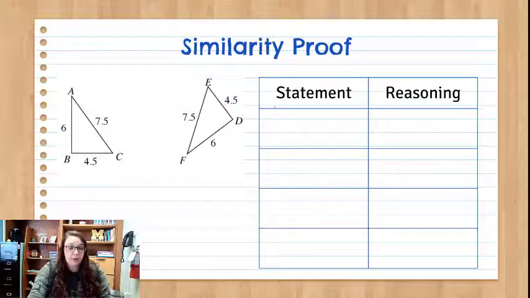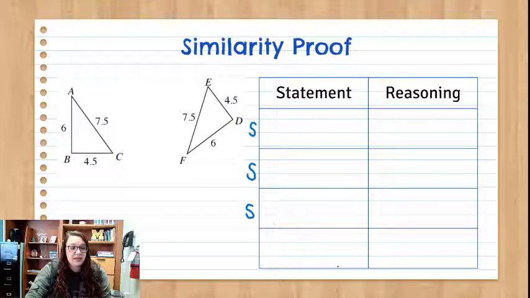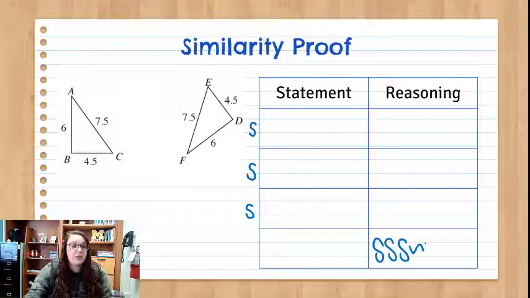Sometimes when I'm writing a two-column proof and I come up with the mindset for what I'm doing, I write off to the side my steps. I'm going to do side, side, side, and then my last reason, when I have the triangles be congruent, is that I'd have side, side, side similarity. So let's jump in and do just that.